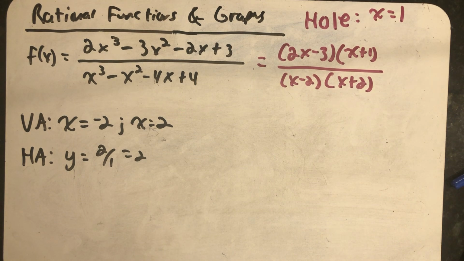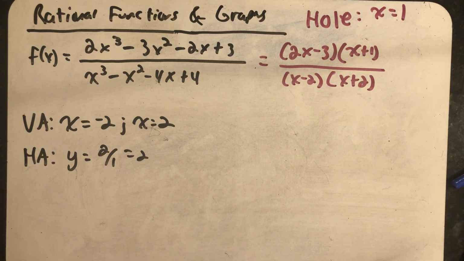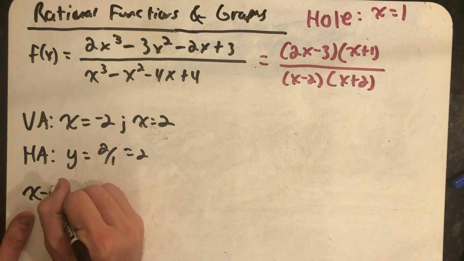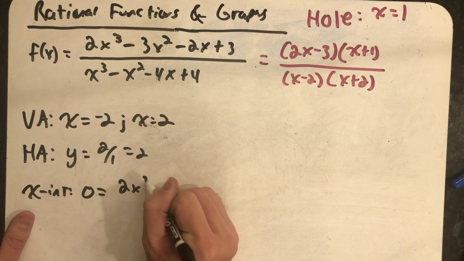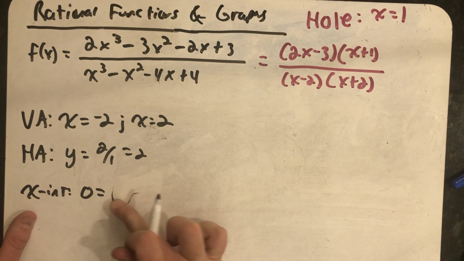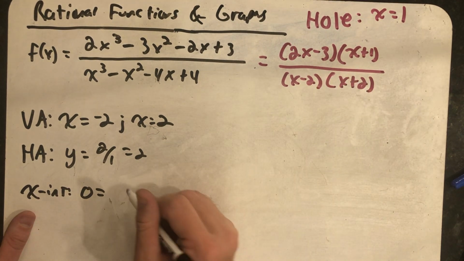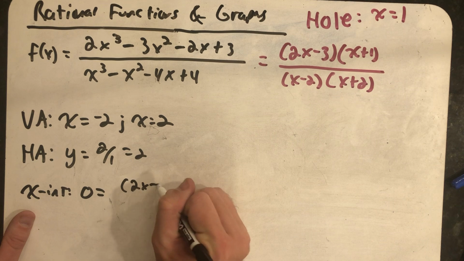All right, I know where the hole is, I know where the vertical asymptotes are, I know where the horizontal asymptote is. Let's talk about x-intercepts. X-intercepts happen where the function is equal to 0. And because I've canceled out that x minus 1, I'm just going to use the simpler equation over here.